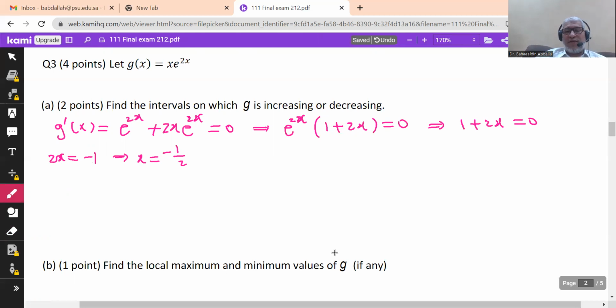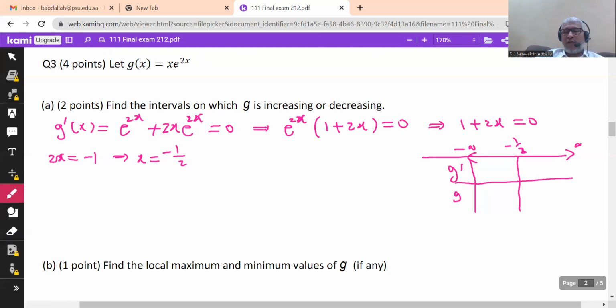Now, to find the intervals of increasing and decreasing, I need to find the signs of g prime. When g prime is positive, the function g is increasing, and when g prime is negative, the function g is decreasing. So, negative half. Choose a number to the right of negative half, 0 for example. The domain of this function is all real numbers. I don't have any problem with it. The domain of e to the power x is all real numbers. So here I have from negative infinity to infinity. Put 0 in g prime.